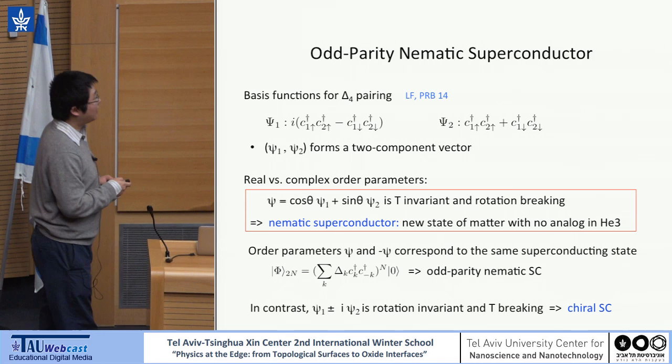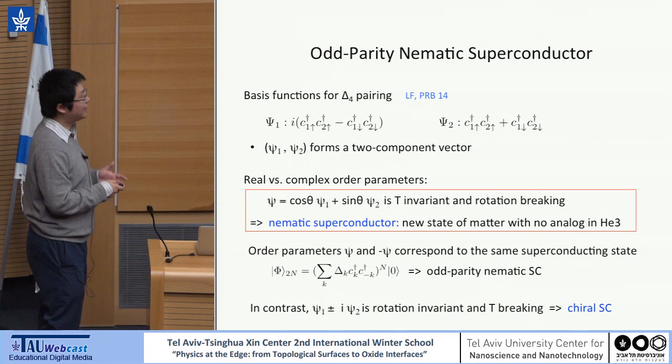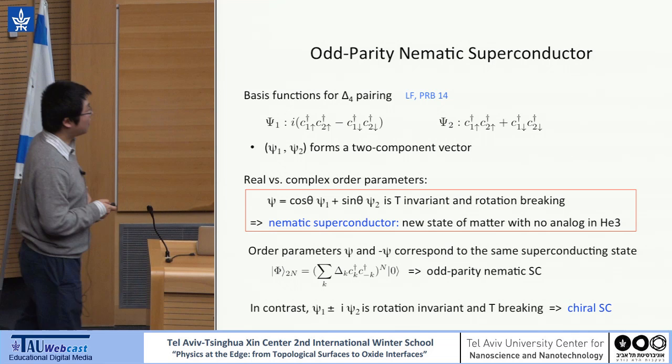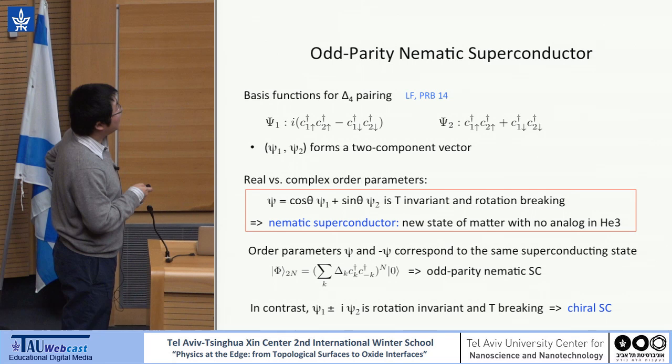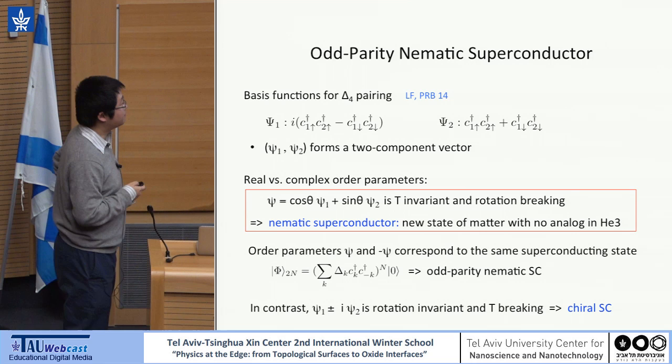We call it a nematic superconductor. As I'll show you later, this is a new state of matter that has no analog in helium-3, or in other known superconductors so far. Now, one thing that's interesting here is that the superconducting order parameters phi 1, phi 2 themselves are odd under inversion. They change sign under spatial inversion.